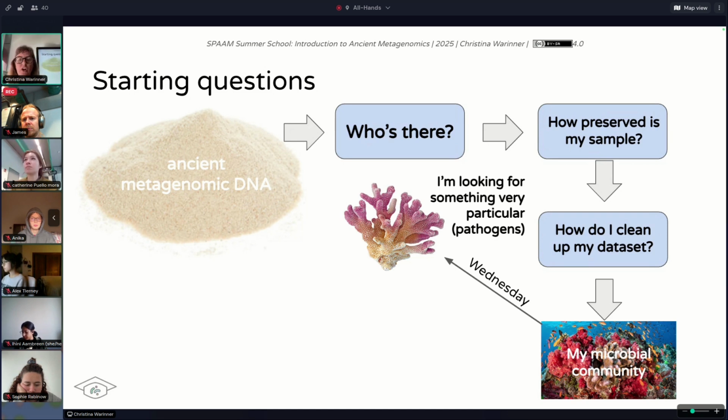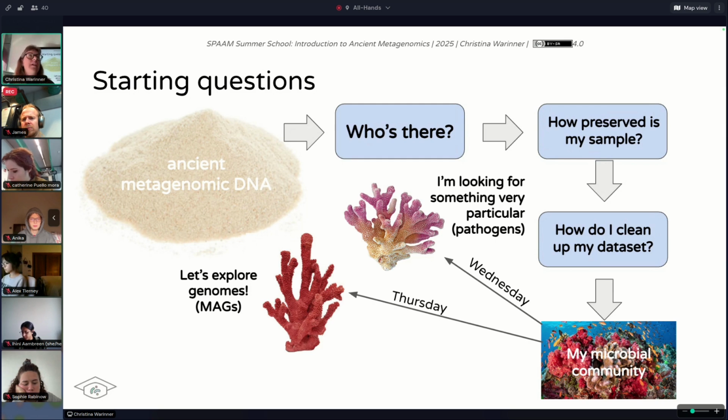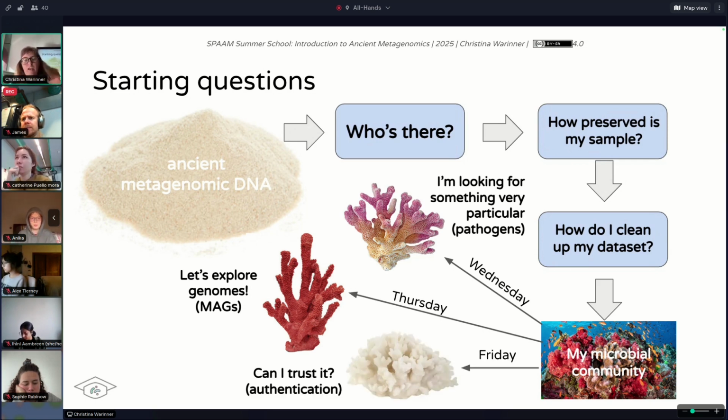And so we're going to start with these first questions today, and then later this week on Wednesday, you're going to learn how you can look for something very particular, for example, pathogens. Tomorrow, you're going to learn a bit more about how we can move beyond reference databases to do de novo assembly and build MAGs to explore the genomes that are present in your data set, both known and unknown. And then on Friday, you're going to focus more on authentication.